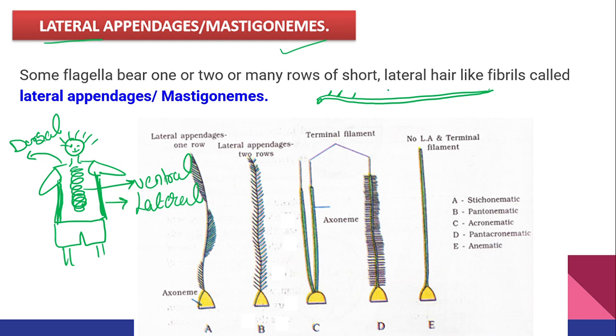Lateral means sidewise. You will have short hair-like structure. This hair-like structure is nothing but a fiber. So we have short hair-like fibers present laterally. These hair-like fibers which are present laterally, we call lateral appendages or masticonems, right? It can be either one or two or many. For example, if I consider only this row, it is one row. If I consider only this row, it is one row. But if I consider both, it is going to be two rows, right?